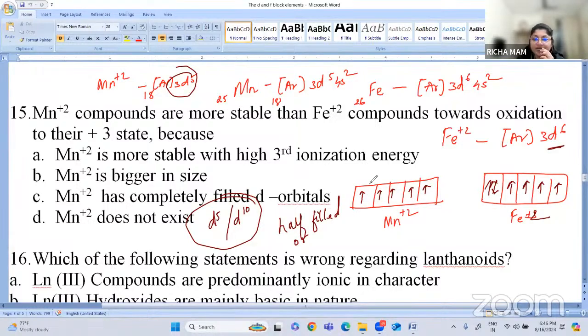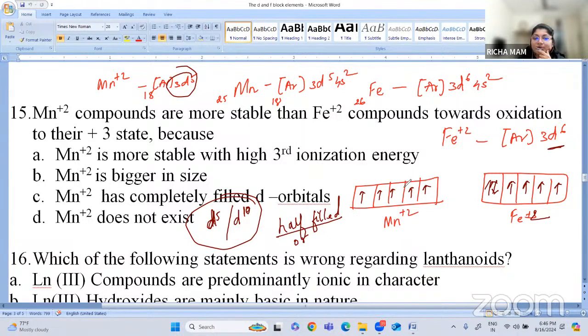Remember this. Half filled means singly filled electrons, there are 5 electrons, that is a d5 system. Completely filled means all there should be 10 electrons. So whenever you have a d5 system or d10 system, it is said to be more stable. So Mn plus 2, it has what? It has half-filled electronic configuration.